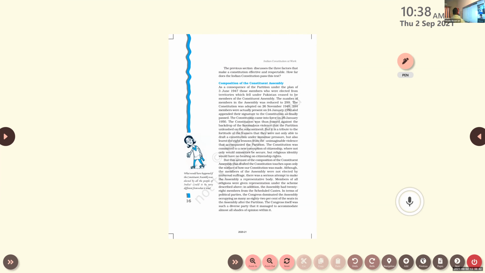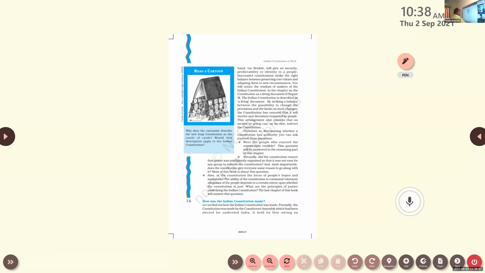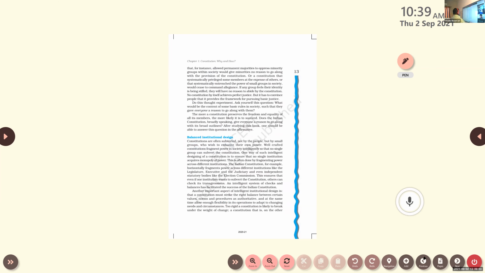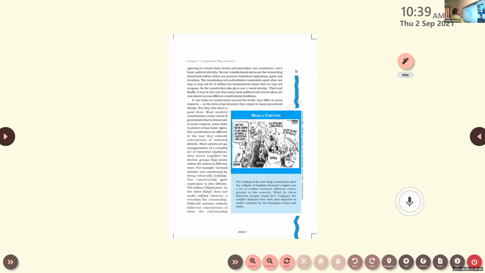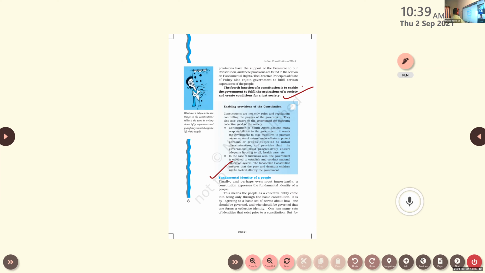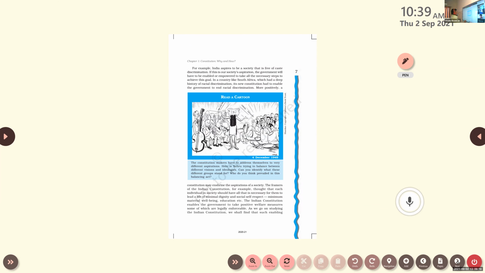Next one. The composition of the Constituent Assembly. It's an important question for the examination. Moving backward, you can see here: how was the Indian Constitution made? That's an important question. Almost all the things are covered here, so please read it properly. I told you the weightage for this chapter is somewhat high in comparison with other chapters. So give adequate importance to this chapter and learn it.